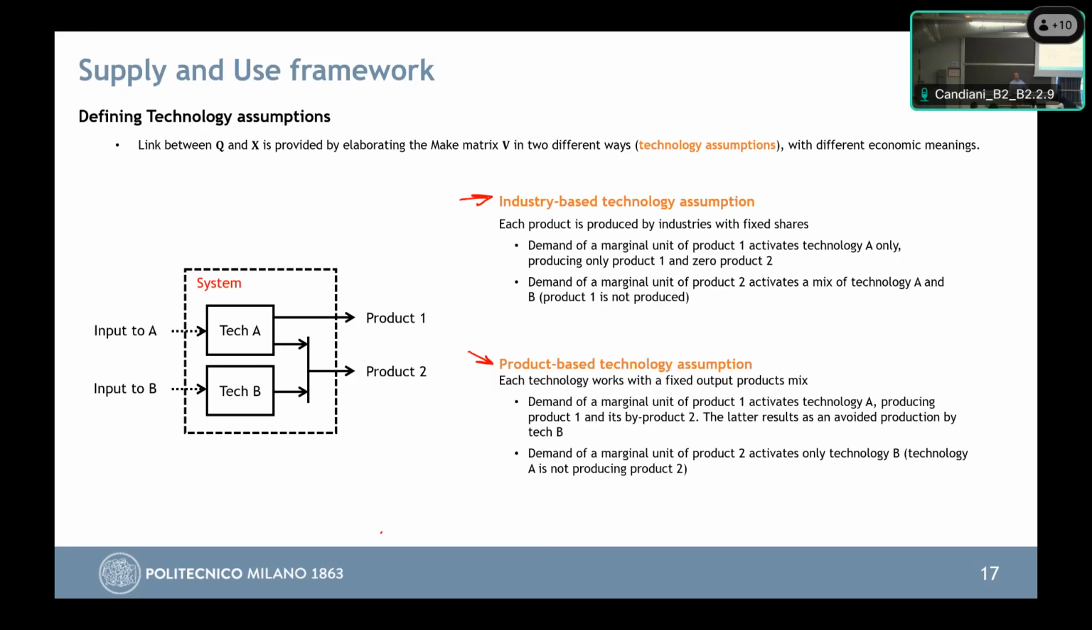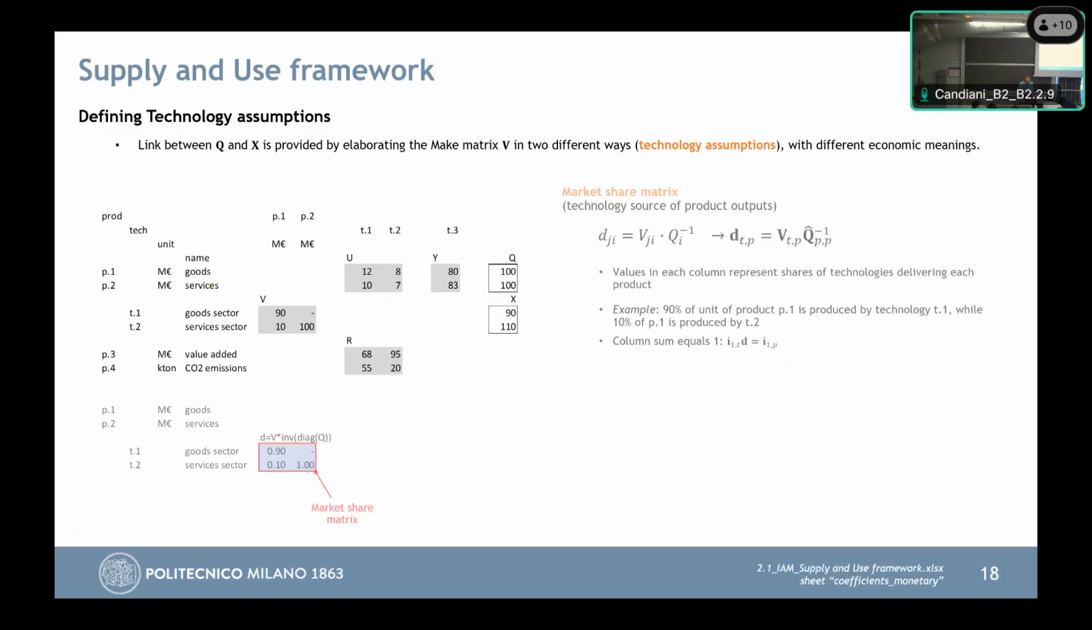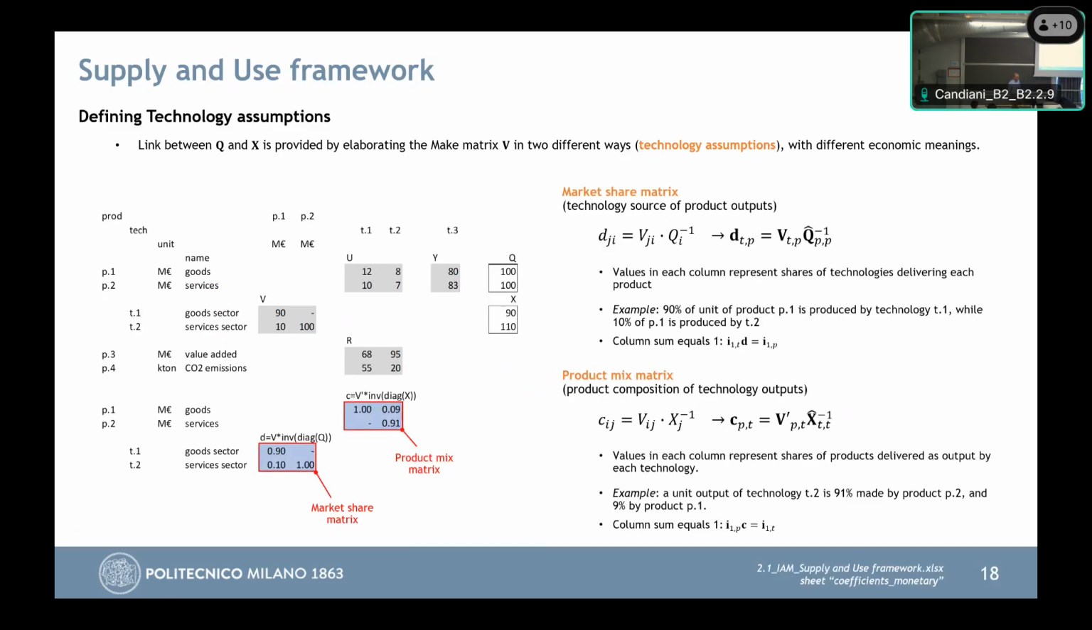But these are two opposite views that offer us two different ways of modeling the system from the point of view of the economic meaning and significance. Okay? So this is the idea. So we don't know anything about how the system works. We can rely on these two assumptions. But basically, these two assumptions mean that we need to get the data about how the products are produced by technology. So we are now looking at this part of the supply and use table, the make matrix. And then we are elaborating such make matrix in a way that we can get two coefficients matrices that will serve us to get the second equation, the relation between Q and X.